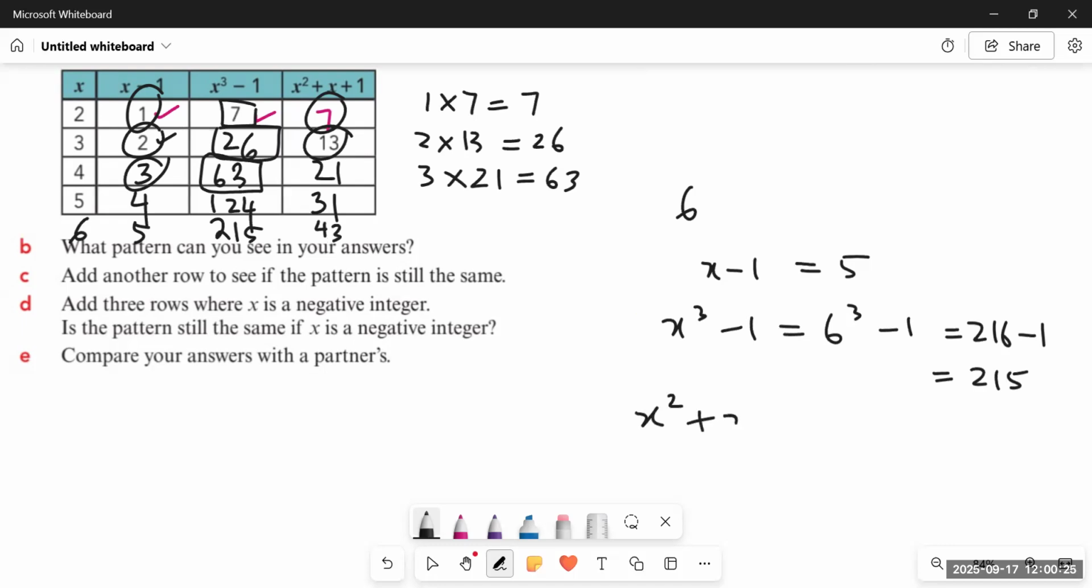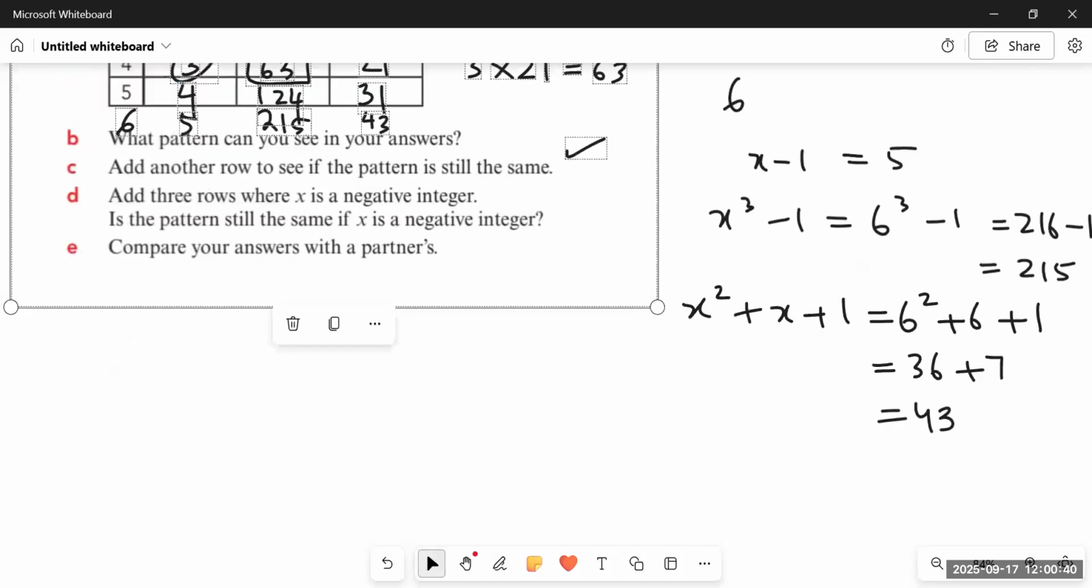x square plus x plus 1 is equal to 6 square plus 6 plus 1. Is it 43? So 6 square is 36, and 36 plus 7 is equal to 43. Okay, yes, the pattern is still the same.